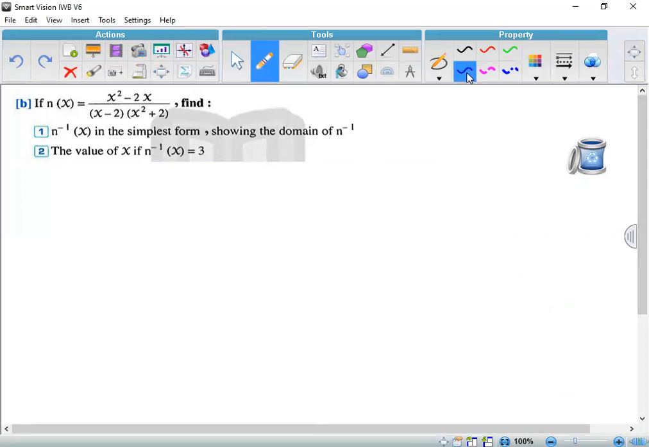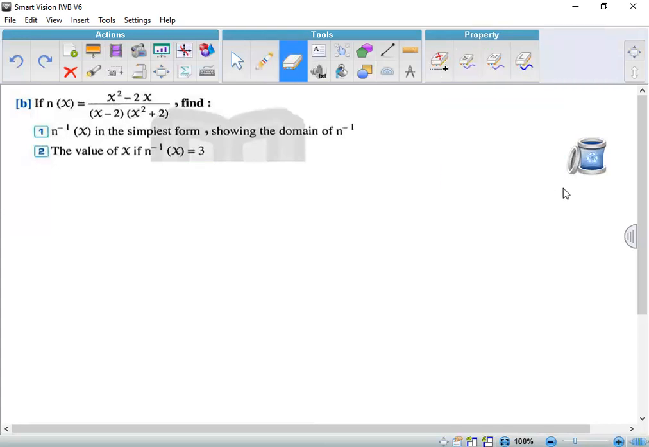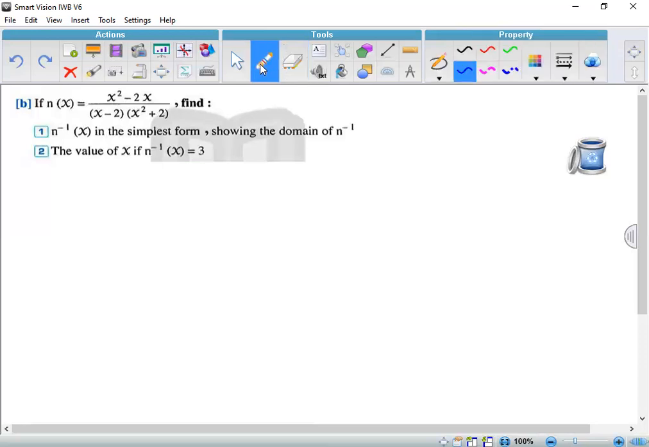Note that if we have n of x equals 1 over 5 and I want to find n inverse of x, what do you say? You say 5 over 1. The same. Before I do this, we must factorize each numerator and denominator to find the domain.